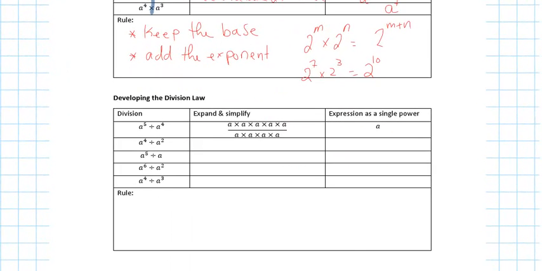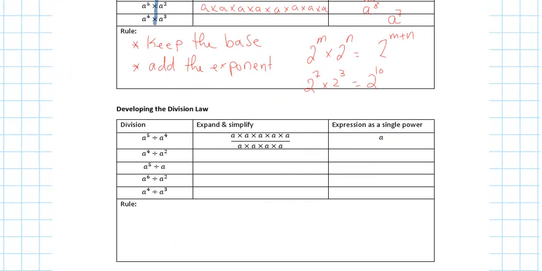Look at my quotient or division law. So what happens if I have a to the power of 5 divided by a to the power of 4? We're going to write them in expanded form. So a times a times a times a times a divided by a times a times a times a. When I'm dividing, if I have the same thing on the top and the bottom, I can simplify. So that crosses this, this crosses this. So what am I left with? Just a.